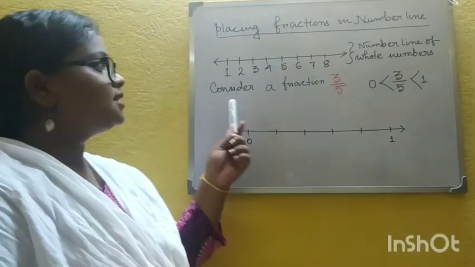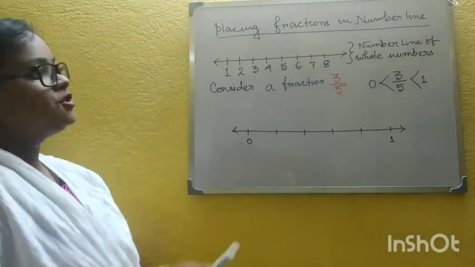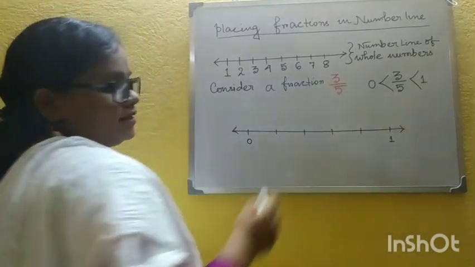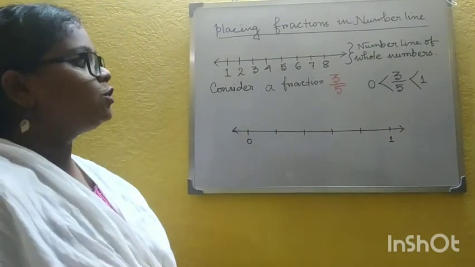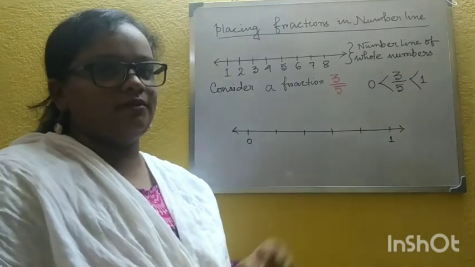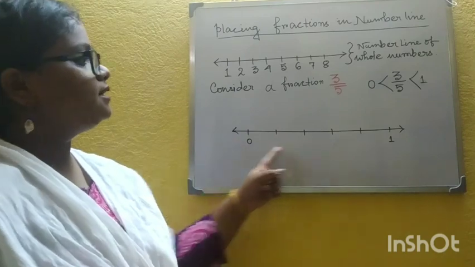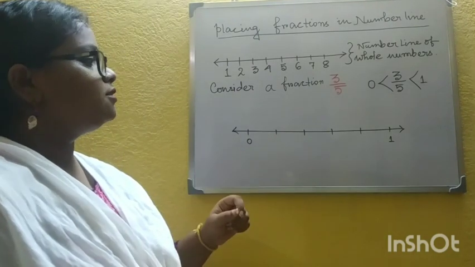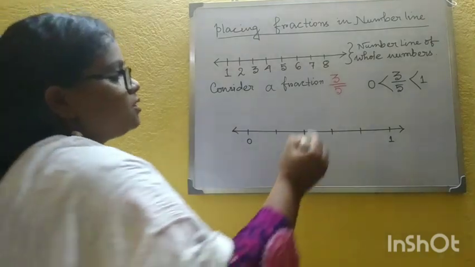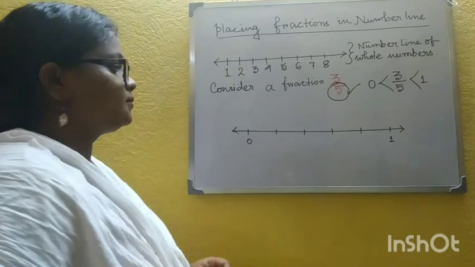Now let's consider another fraction, 3/5. 3/5 is also less than 1 but greater than 0. So, it will also be placed in between 0 and 1. Now here, we will divide this distance between 0 and 1 into 5 equal parts. Why? Because the denominator here is 5.